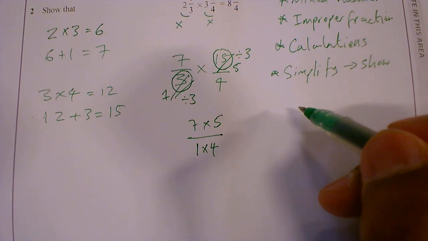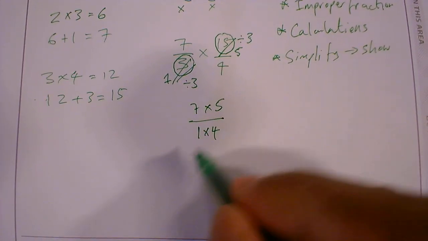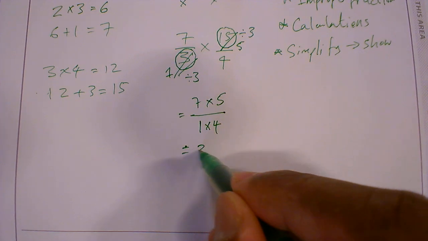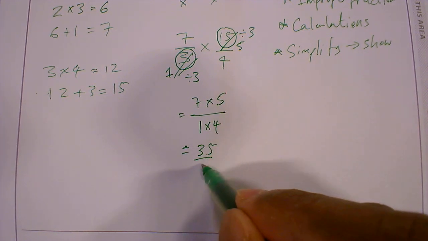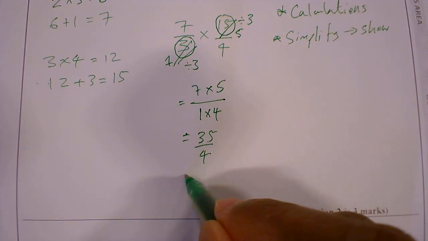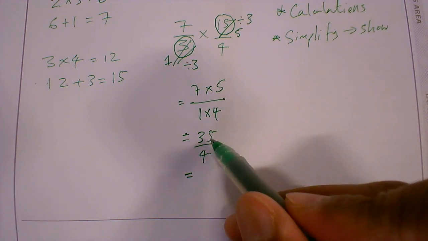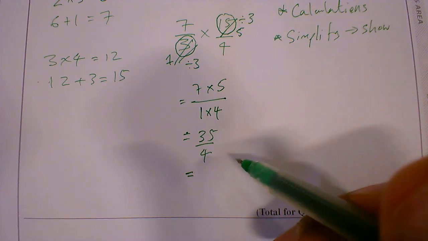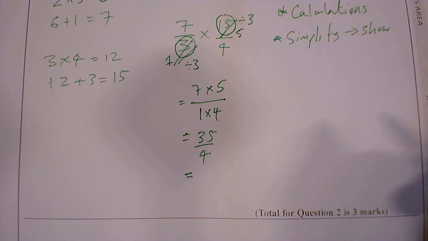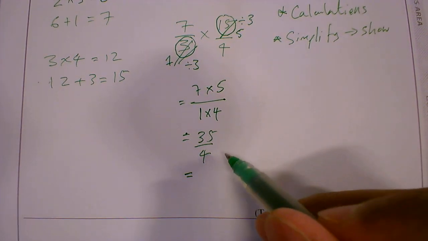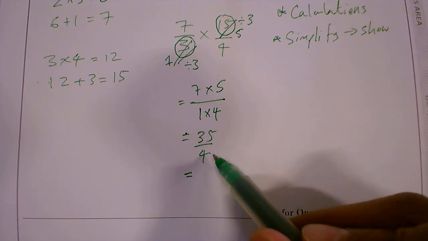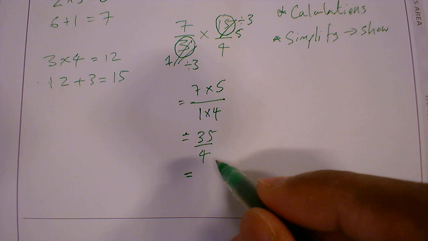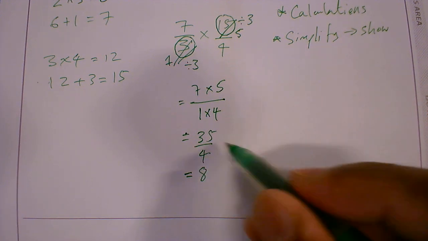And so what does that become now? 7 times 5 is 35. 1 times 4 is just 4. Now, how many times does 4 go into 35? I can use my fingers, look at my times table, or I can spot that it's going to be 8 times. 8 times 4 gives me 32, so 8 is a whole number.